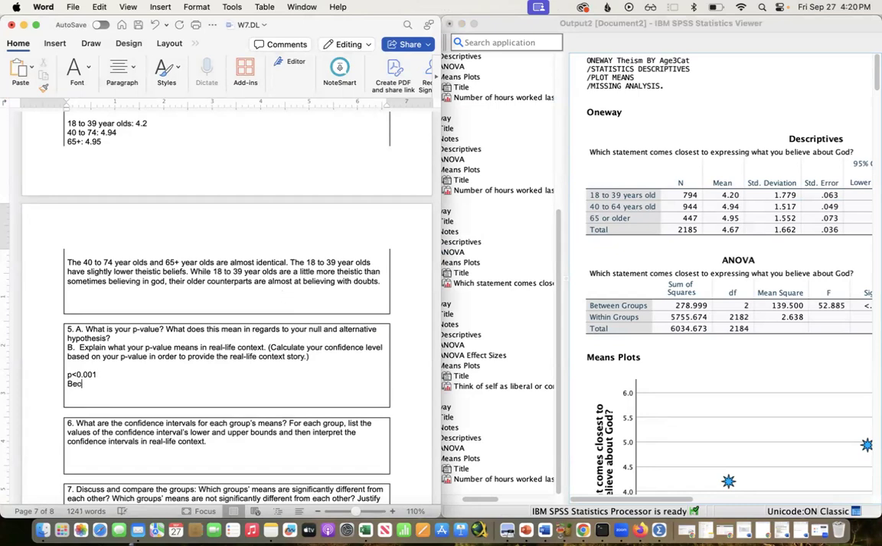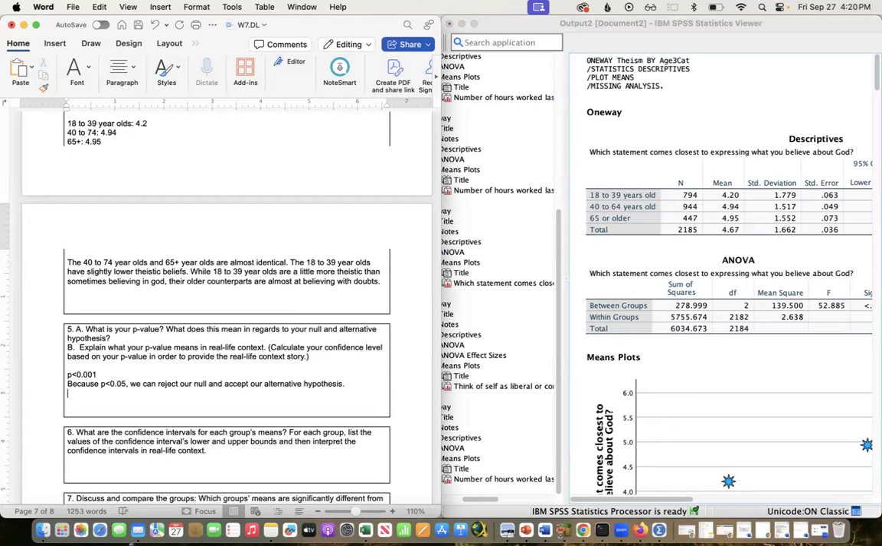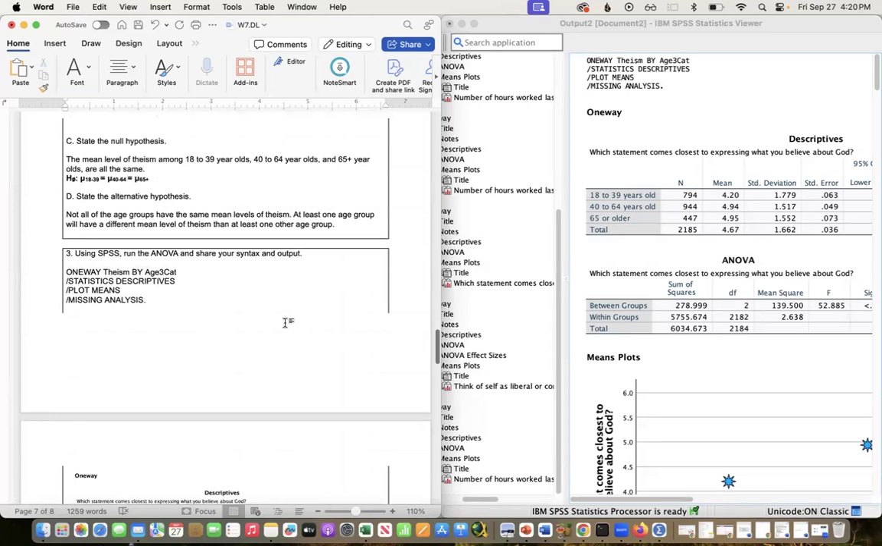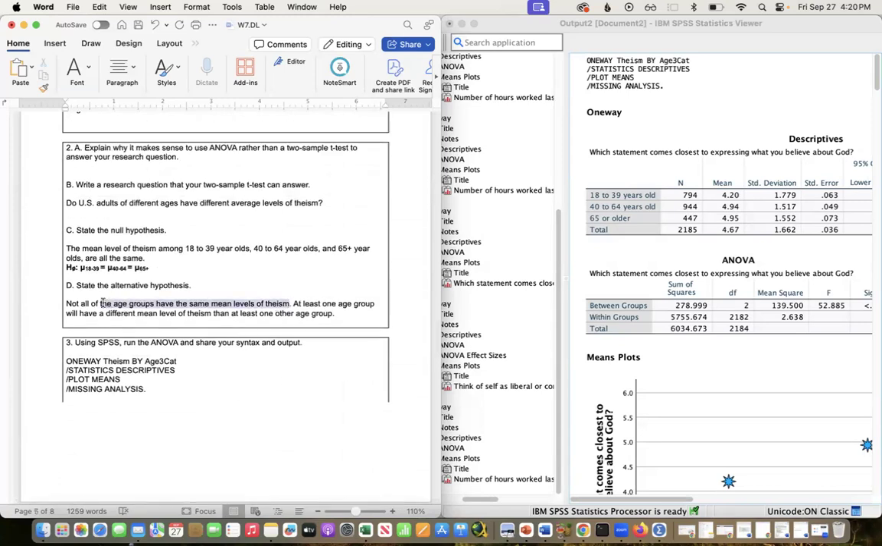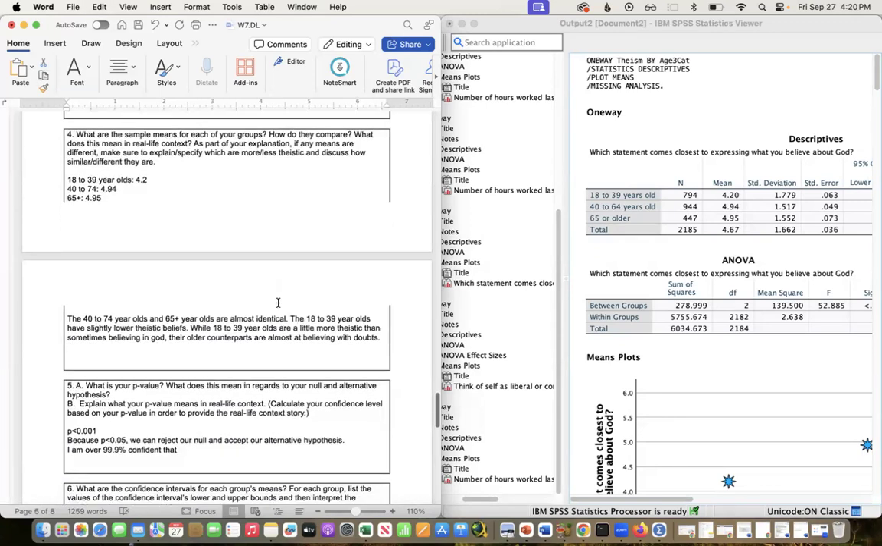Because p is less than 0.05, we can reject our null and accept our alternative hypothesis. This was the same percentage as in the last one, right? So if I do 100% minus 0.1%, I get 99.9%. Because it's not equal to, but less than, it's going to be greater than when I've subtracted that. So I'm going to say I'm over 99.9% confident that, and then I'm going to look at my alternative hypothesis, right? That not all of the age groups have the same mean levels of theism.